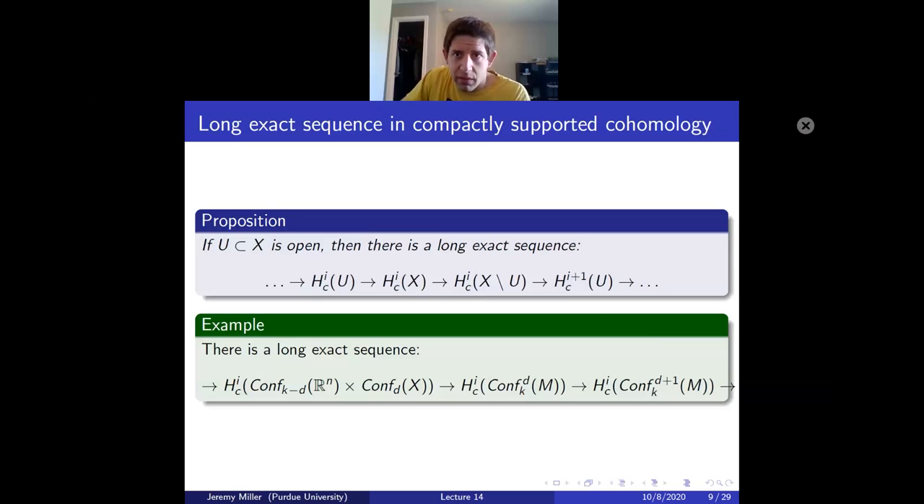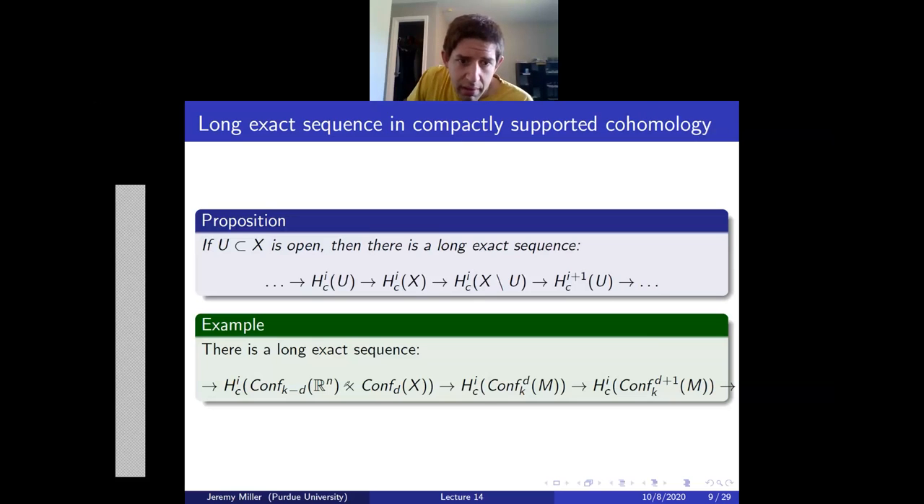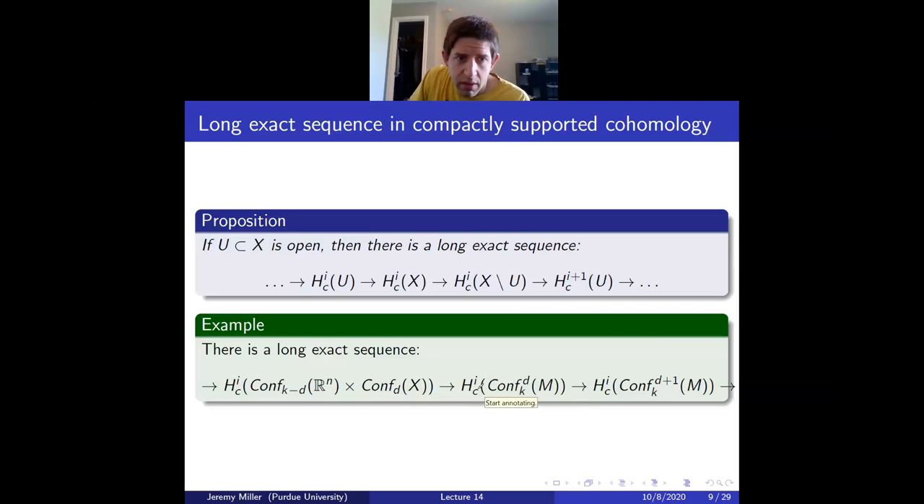So we're going to apply this in the case of this configuration space of k points where d of them are in, so I guess this will be x, this is u, and then this is x minus u. So our closed subspace will be the configuration space of points where d plus one of them are in x, that's closed in the configuration space where d of them are in x, and then the open complement of that closed set is this.